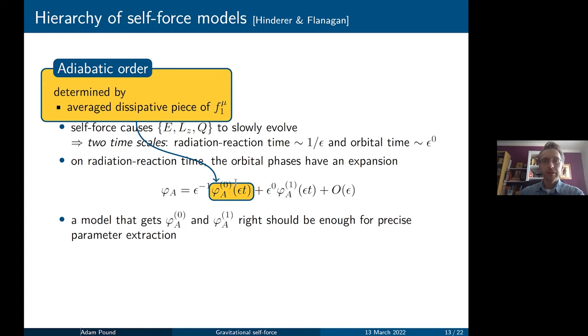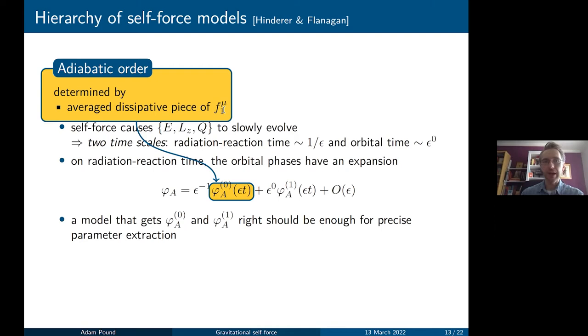And Hinder and Flanagan defined some nomenclature. They called this leading order term the adiabatic order. They inherited that from previous methods. And it's determined entirely by the averaged dissipative piece of the first order self force. So you don't need the full first order self force, you need a specific piece of it, the averaged dissipative piece.